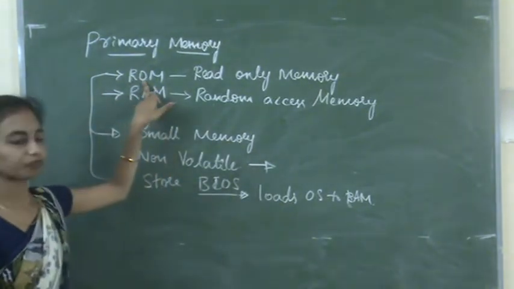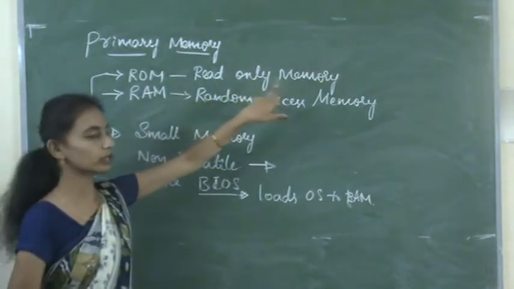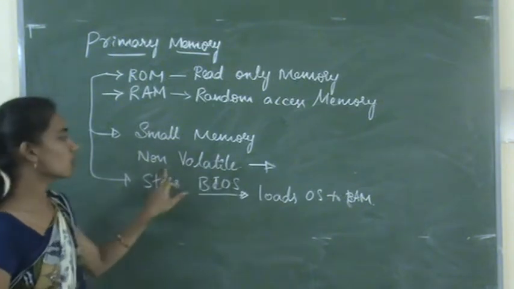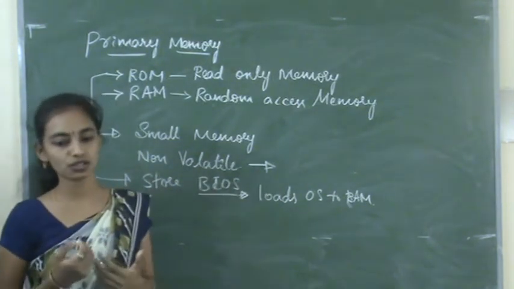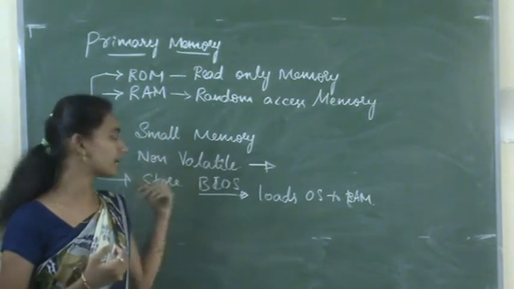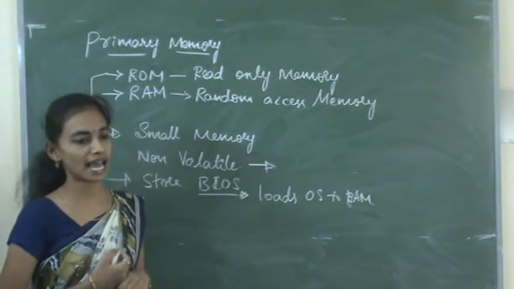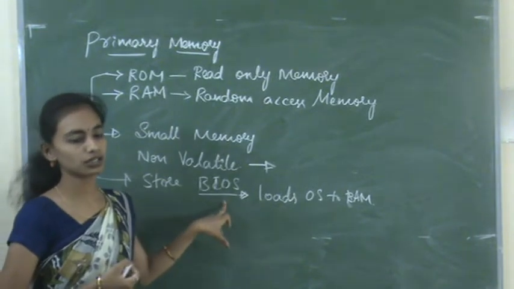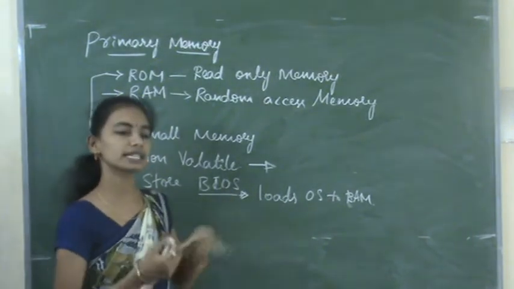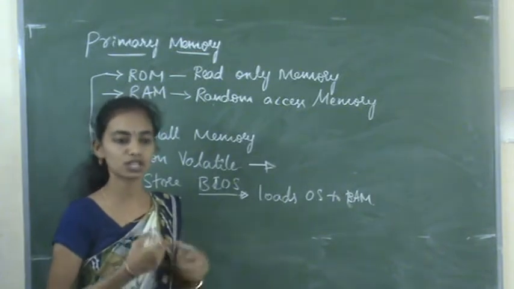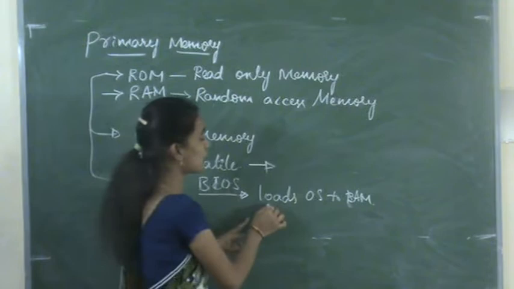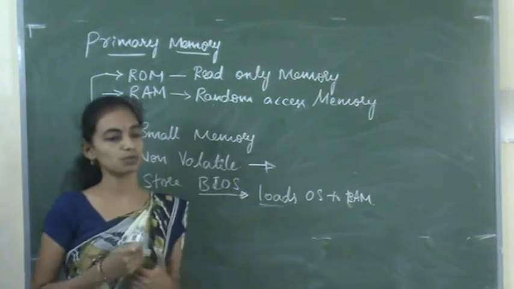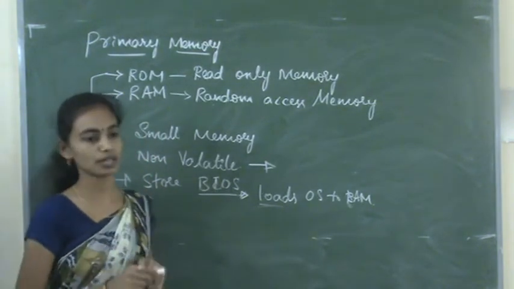So this is about ROM. ROM stands for read only memory. It is a small memory and non-volatile in nature. Non-volatile means whenever the power gets switched off, the data available on the ROM remains as it is. This ROM stores the BIOS, which is used to check whether the hardware components are present and functioning properly. Then the BIOS loads the OS to the RAM when the system is booting.